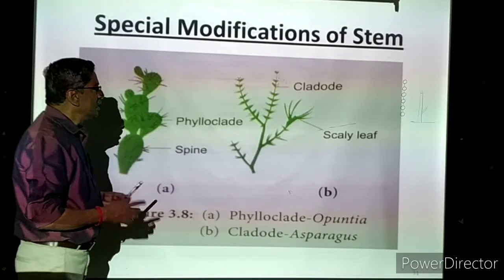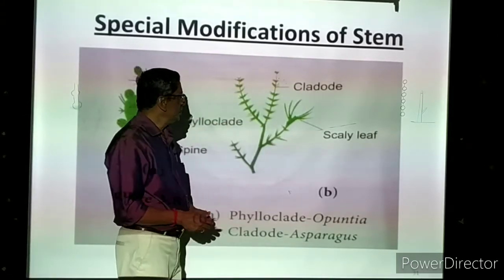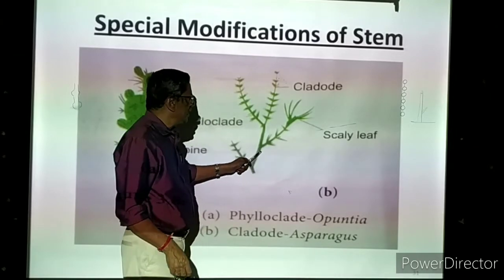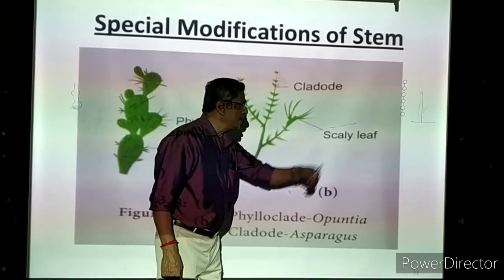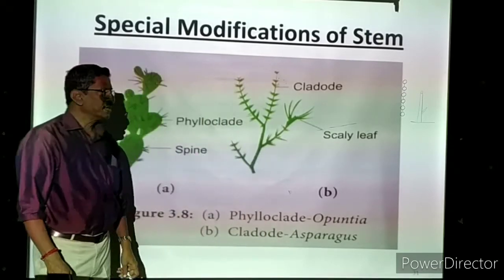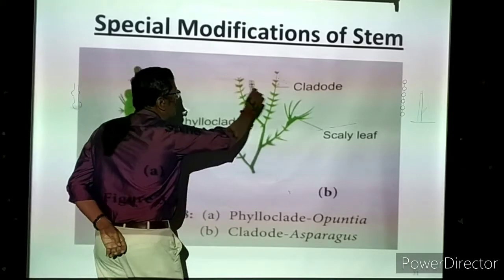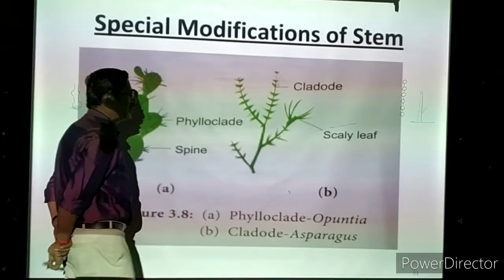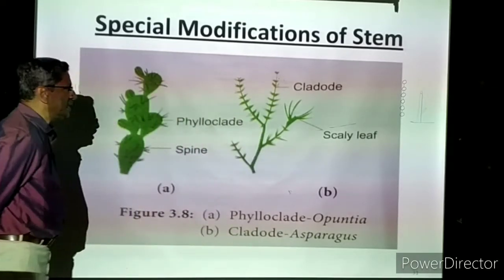Of course, they may be green, but the thread-like leaves cannot prepare sufficient food, so the stem is also preparing the food. The thread-like leaves that are modified are called scaly leaves. Now the whole plant is coming under a modification called cladode. Example for this is asparagus.